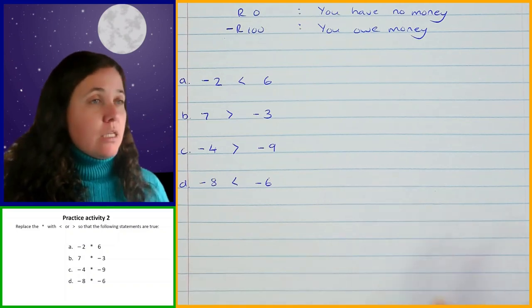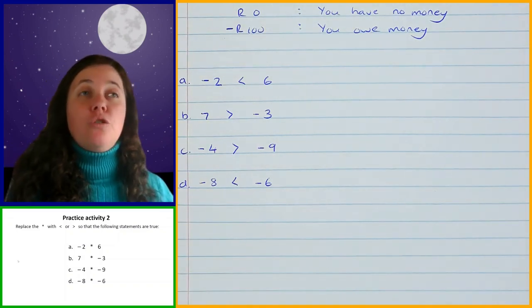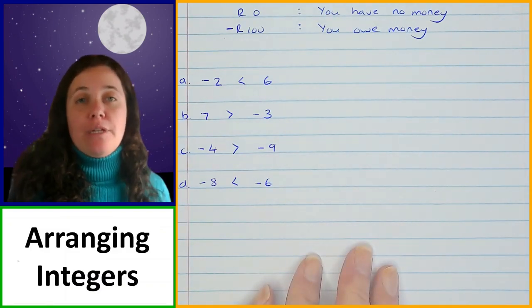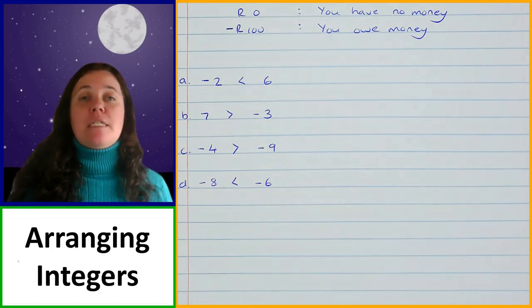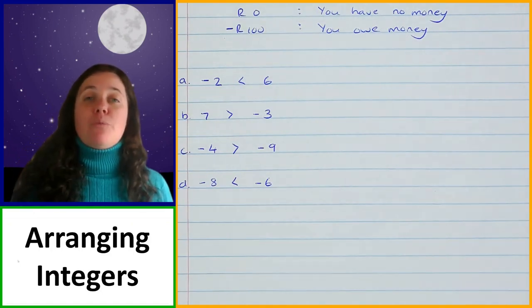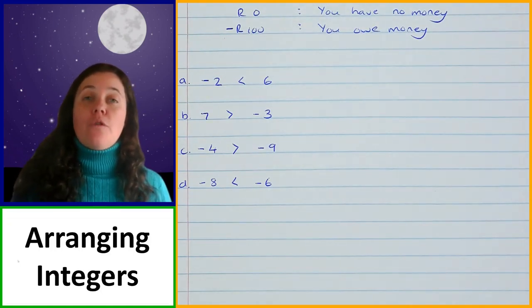Okay, so now we know how to do comparing. So now we're going to go and do arranging of integers. Now we know how to see if one number is more or less than another number. We also now need to be able to put them in order from smallest to biggest or from biggest to smallest. You need to know that ascending is from smallest to biggest and descending is from biggest to smallest.